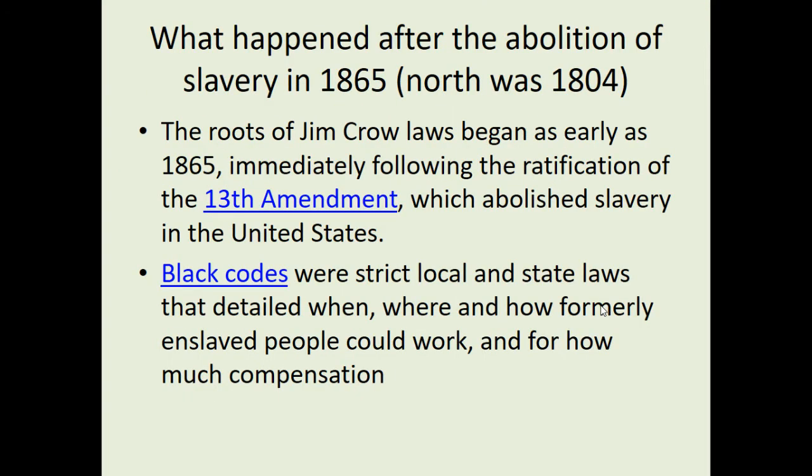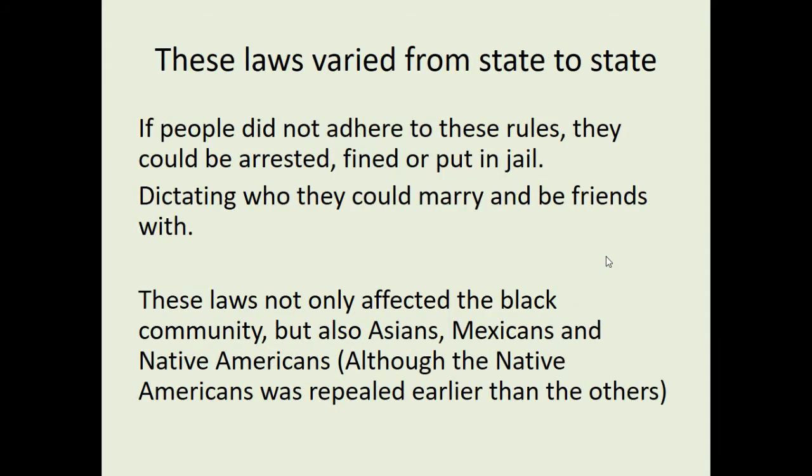Black codes, okay, I've already covered this bit here. Black codes were strict local and state laws that detailed when, where, and how formerly enslaved people could work and for how much compensation. So people would have been paid, but they would have been paid a lot less than white people doing exactly the same job. And how they could work, where they could work, there would have been laws on everything. Laws varied from state to state.